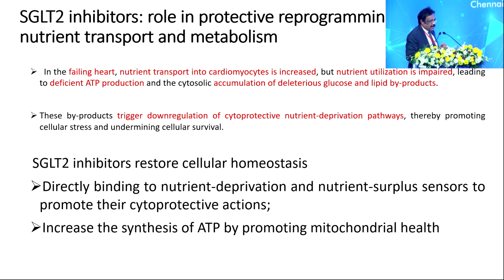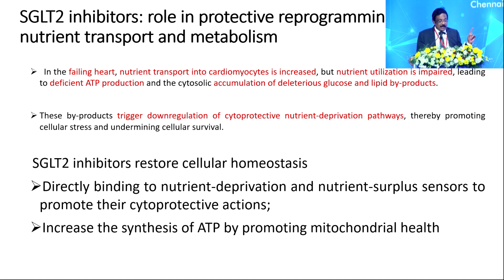And thereby it produces two types of events. One is the accumulation of deleterious glucose and lipid byproducts, and also a deficiency in ATP production. These are the two major events that happen. These byproducts trigger the downregulation of the cytoprotective nutrient deprivation pathway, and SGLT2 inhibitors take care of these two pathways and restore cellular homeostasis by directly binding to the nutrient deprivation and nutrient surplus sensors to promote their cytoprotective actions. And of course, it increases ATP synthesis also.